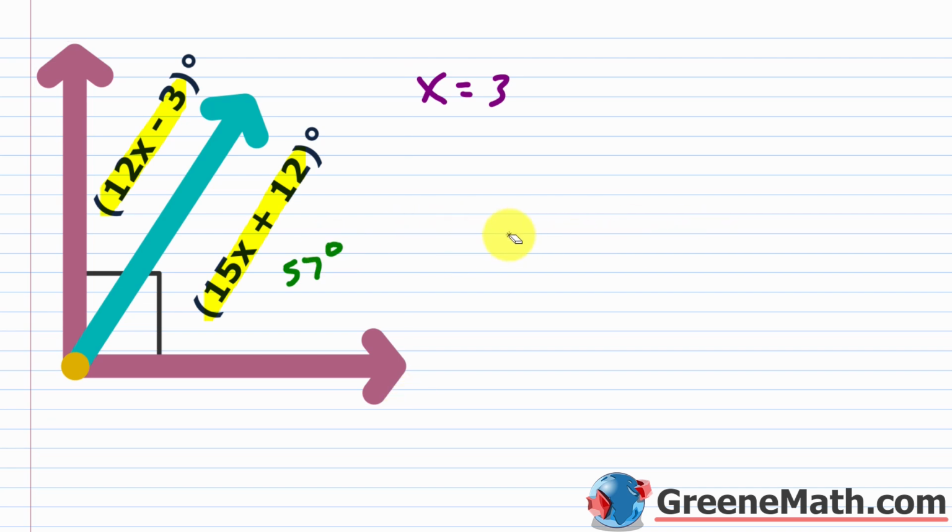Then the other one is going to be 12x minus 3. So 12 times 3 and then minus 3. 12 times 3 is 36. 36 minus 3 is 33. So the measure of this angle here is 33 degrees. And you can see that the measure of 57 degrees plus the measure of 33 degrees gives you a measure of 90 degrees, which again is the measure of the bigger angle.